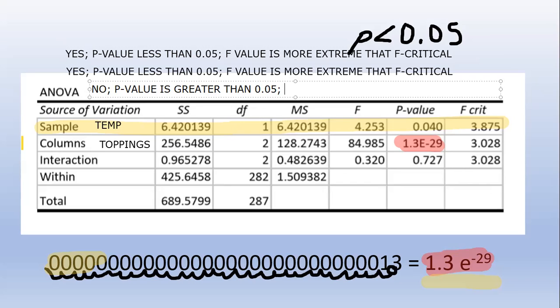The F value is less than the F critical. Thank you so much. Y'all got it.